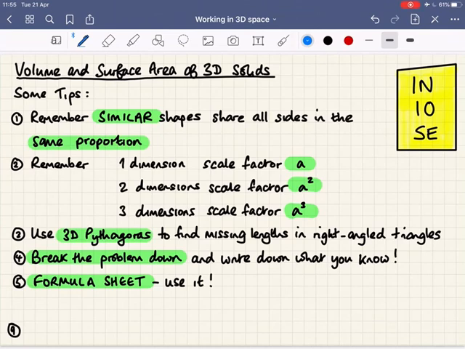And as with all IB Maths problems, break the problem down into smaller bits, write down what you know as you're going along, tell the examiner the story that you're following, and of course, keep your formula sheet close by, because you're going to need it for these questions, because it's unlikely that you'll be able to remember all the formulae. I certainly don't remember them, I just use the formulae sheet. Anyway, there we go. That's volume and surface area of 3D solids in a short video.